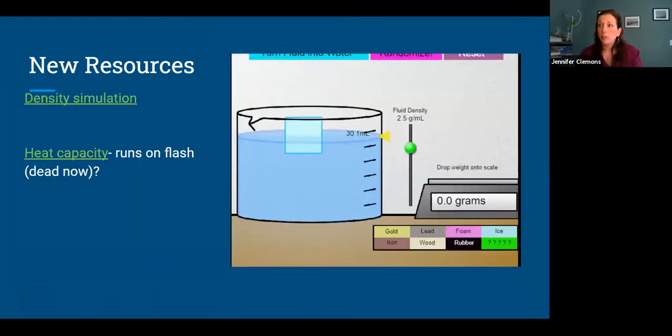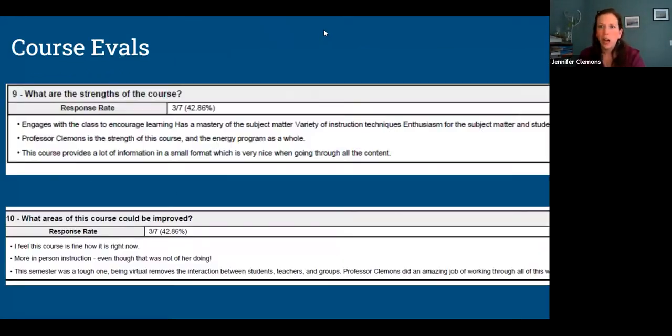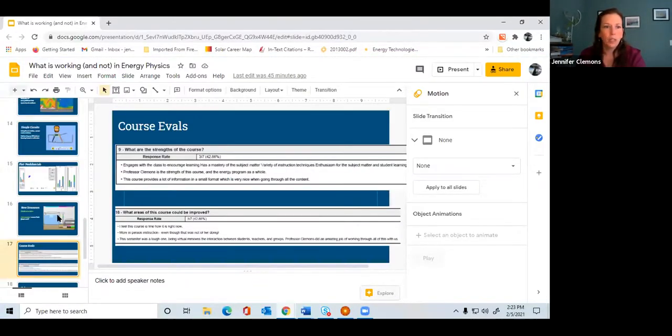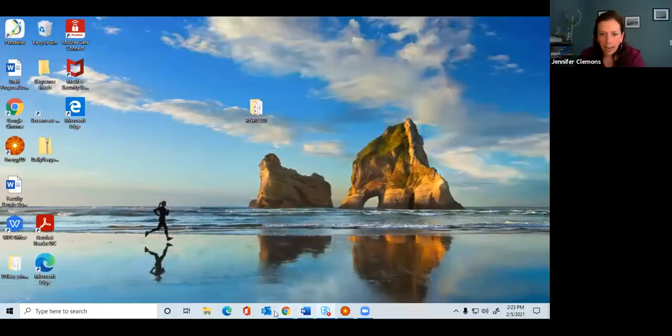Some new things I learned. I found a new density simulation. Let me see if I can pull that over here. This is an easy lab to do, a fun lab to do, but if you can't be on campus, I don't want to have them watch me just measure different things. So I found this one. And I found a really good heat capacity simulator, but it runs on Flash. So I don't know what the answer is for that right now.